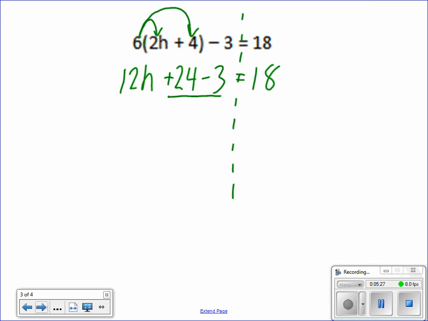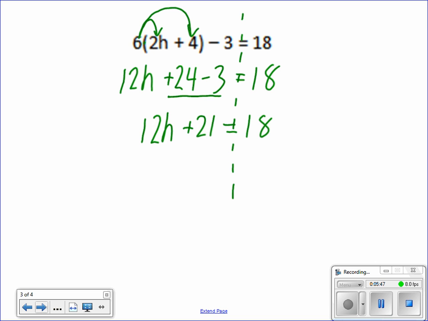Likewise, right here, I have two numbers. I have a positive 24 minus 3. I can do that right now. I don't have to do anything to the other side. 24 minus 3 is going to be a positive 21. All I did was simplify the left-hand side of the equation.